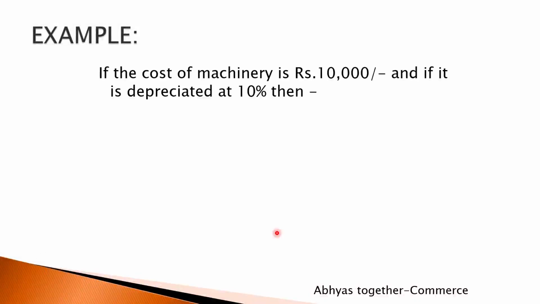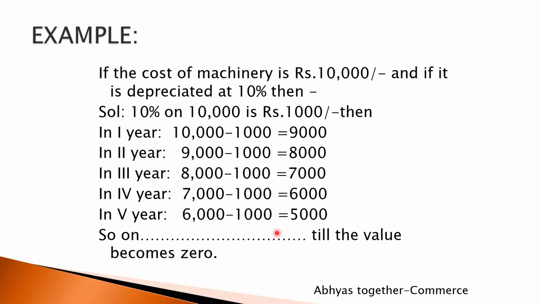Example, if the cost of the machinery is 10,000 and if it is depreciated at 10%, then in the first year 10% on 10,000 comes to 1,000 rupees. Then in the first year we deduct 1,000 rupees as depreciation from 10,000. So at the end of the first year the value of the machinery will be 9,000. So in the second year, the worth of the machinery is 9,000. From 9,000, we deduct the same 1,000 rupees, which we calculated earlier. So, which comes to 8,000.